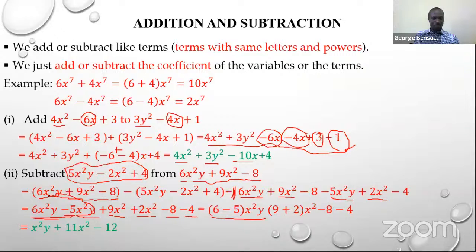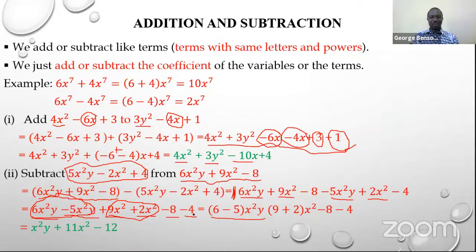You see that these two, the one I'm just circling, are like terms, but we only subtract their coefficients. Remember that we said the coefficient is the number attached to the variable. So we are subtracting 5 from 6. Is that okay? But then we go to the next set. These two, is that okay? We have the coefficients 9 and 2.